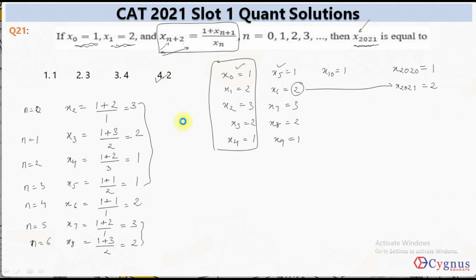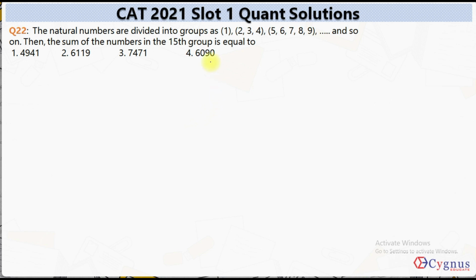Now let's move on to the last question. Okay. It's a question based on what? Sequence and series. What's the logic here? If you look at the groups here, this is 1. Second group contains 3 numbers. Third group contains 5 numbers. So can we say it's a series of odd numbers? First group contains 1. Second group contains 3. Third group contains 5 elements. Fourth group will have 7 elements.